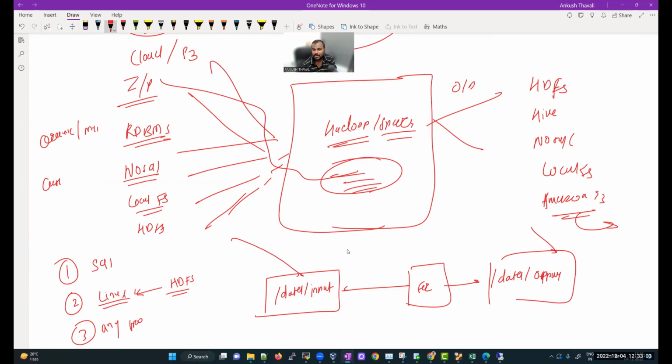Now on top of this location, you can create something, there is a concept called Hive. Hive is basically for when people want to do SQL-level queries, like let's say you want to run select star from table name. That data is basically coming from here only. I'll talk about this concept maybe in tomorrow's lecture, where I'll show you what Hive is and how it works internally.